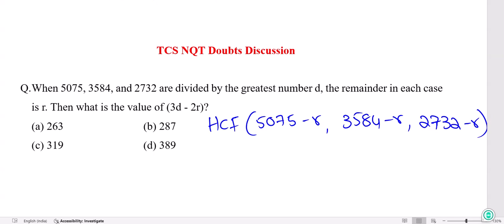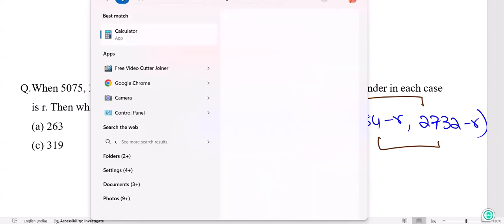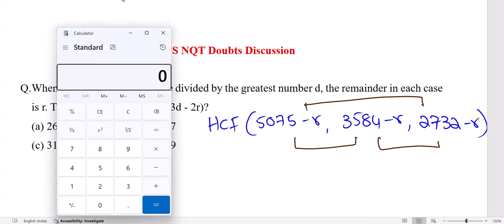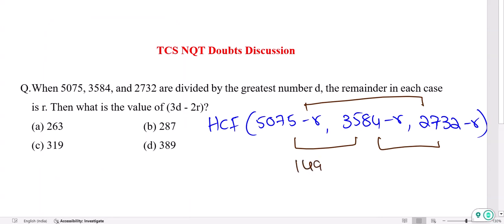The other method is that the HCF for the differences is the HCF for the given values also. The factors of the differences, you have to take. The factors for the differences give the HCF for the given numbers. Let us see what the difference is here. 5075 minus 3584, R will cancel. To save time, you can use the virtual calculator. In TCS calculator is allowed, use it to the maximum extent. Don't waste your time checking all those things. I get 1491 as the difference here.